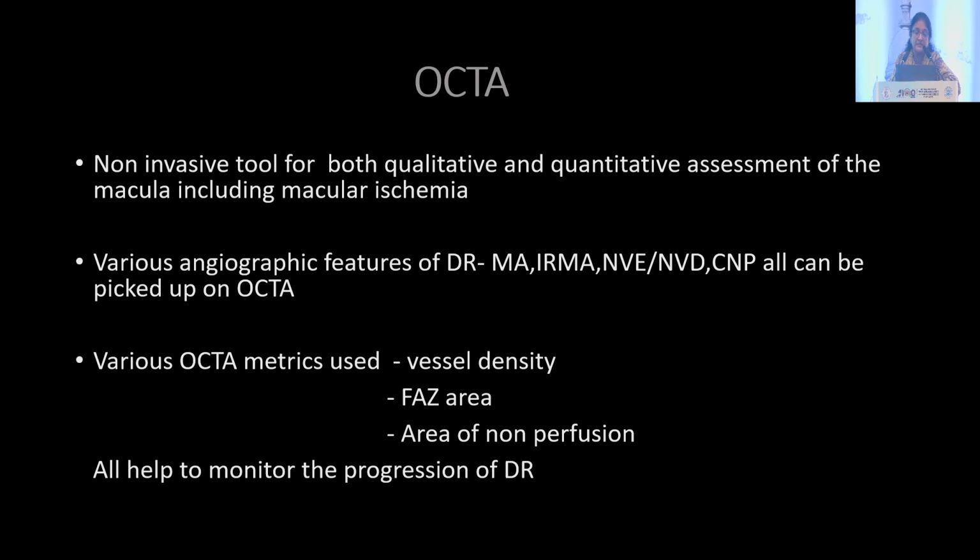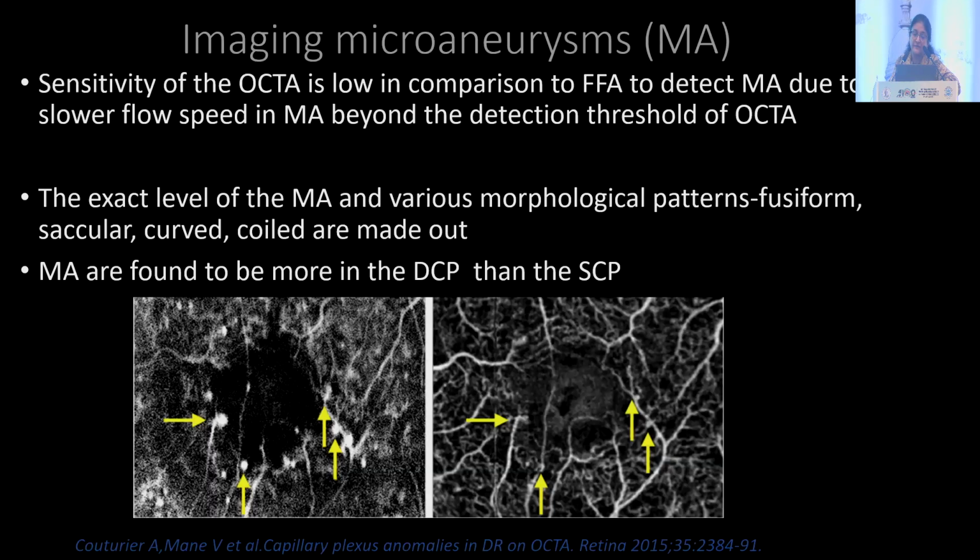OCTA, on the other side, is again a non-invasive tool, both for qualitative and quantitative assessment of the macula, including macular ischemia. It is able to identify various signs of diabetic retinopathy and also helps us in various metric assessments such as vessel density, foveal avascular zone, and the areas of non-perfusion. It also helps us to monitor the progression of diabetic retinopathy.